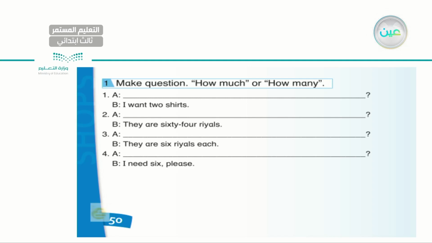Okay, so here I have shirts, countable nouns, right? So what do you think? How much or how many? Because I have shirts, very good. How many shirts do you want? I want 2 shirts. So our question is correct. Okay? Make sure you are writing the correct questions.